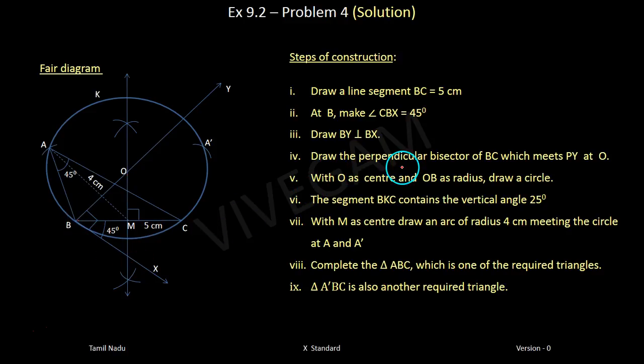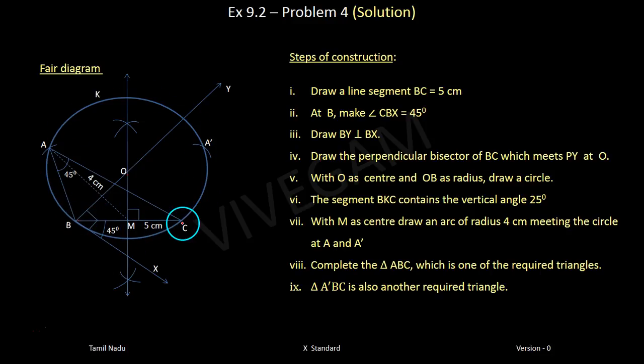Then draw the perpendicular bisector of BC which meets BY at O. So what did we do? We drew the perpendicular bisector of BC. This is the perpendicular bisector. It intersects BY at a particular point O, and it also intersects BC at M. Okay. Now with O as a center and OB as a radius, draw a circle. What did we do next? With O as a center and OB as a radius, we drew this circle.